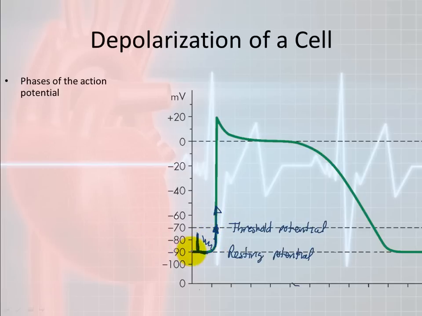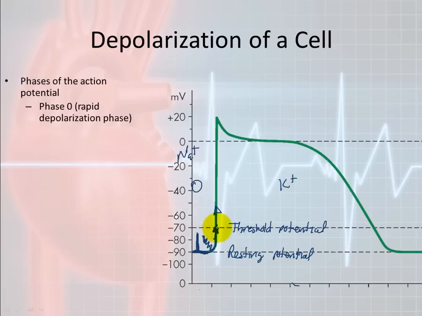So what we have here is a cell that's in a resting state right here. What happens is when this impulse hits this cell, and once this cell reaches threshold, the very first phase is called phase 0. Phase 0, which is this part right here, is your rapid depolarization phase. Now what happens in phase 0 is, remember where the ions are. Sodium is outside the cell, potassium is inside the cell.